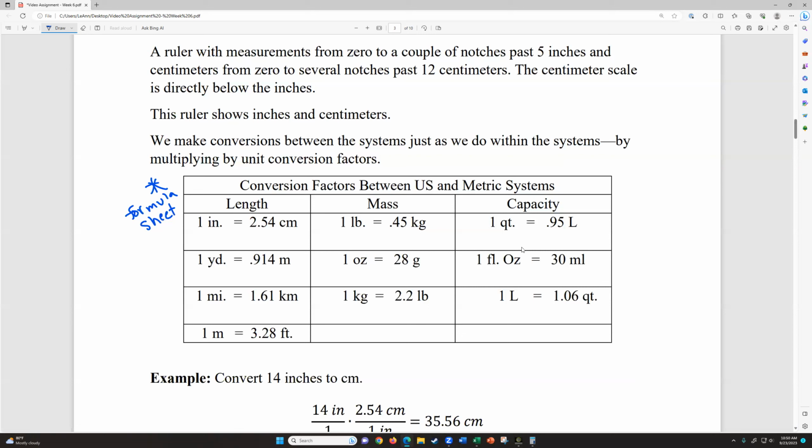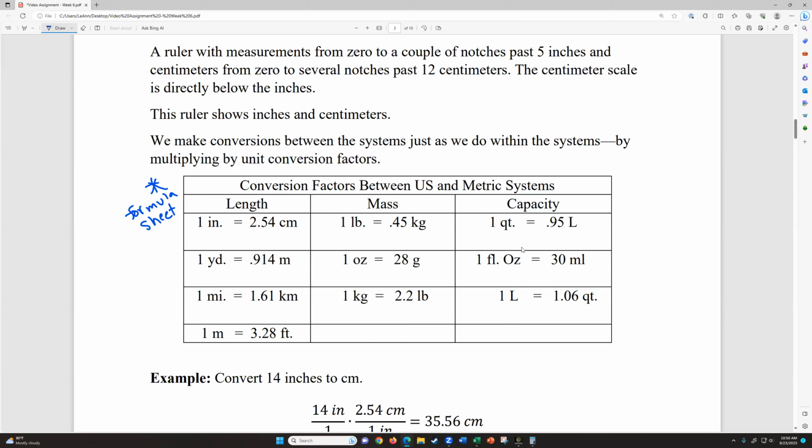So we know that 1 inch is equal to 2.54 centimeters, 1 yard is 0.914 meters, 1 mile is 1.61 kilometers, 1 meter is about 3.28 feet. Notice they switched which side was metric and which was US there. 1 pound is about 0.45 kilograms. 1 ounce is about 28 grams. 1 kilogram is about 2.2 pounds.